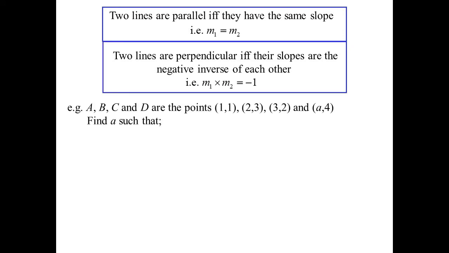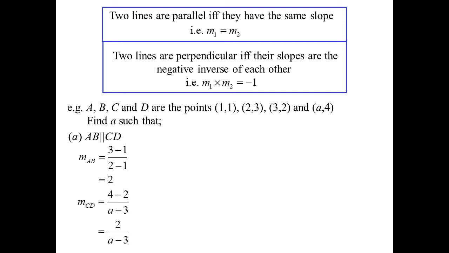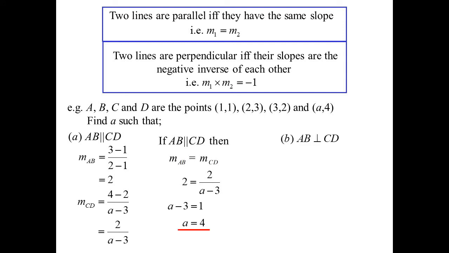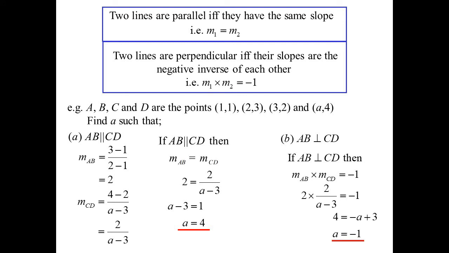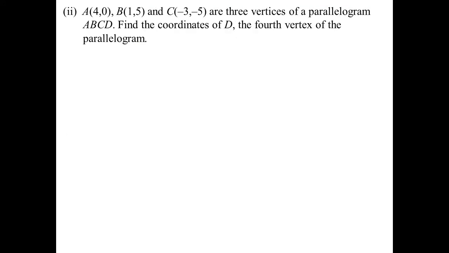We have 4 points, A, B, C, and D. We need to find a such that those two lines are parallel. Okay, well if they're parallel, the slopes must be the same. Slope AB turns out to be 2. Slope CD turns out to be 2 over a minus 3. Well, they've got to be equal. Therefore, playing around with it, eventually we get that a is 4. If they were perpendicular, well then I know they've got to multiply together to give -1. Again, a bit of algebraic fraction work, play around with it. a is -1.